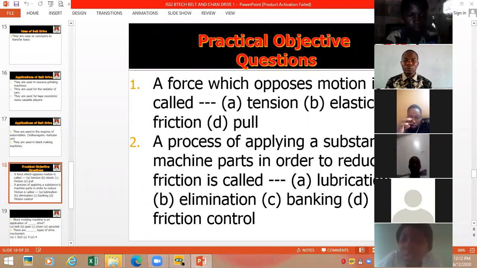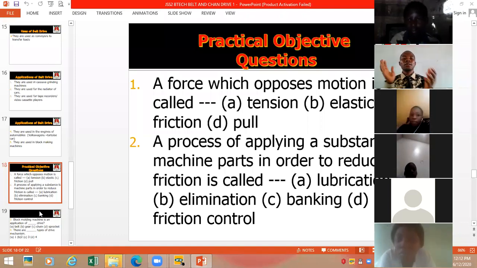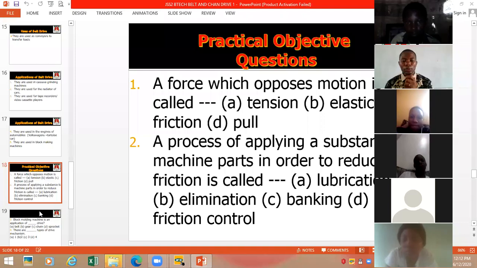Sir, the answer is friction. Speak up, I can hear you. Sir, the answer is friction. Friction, correct, that's good. Friction opposes motion.